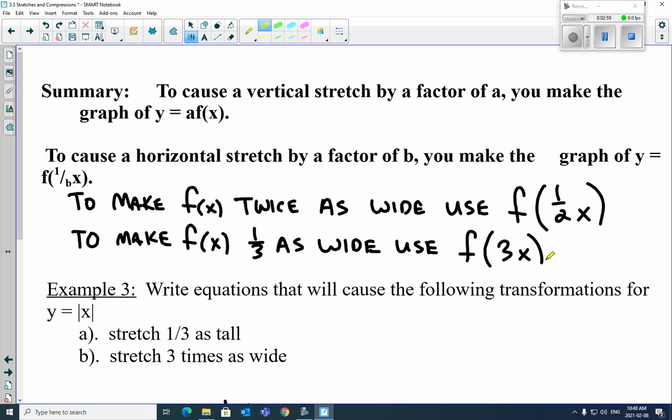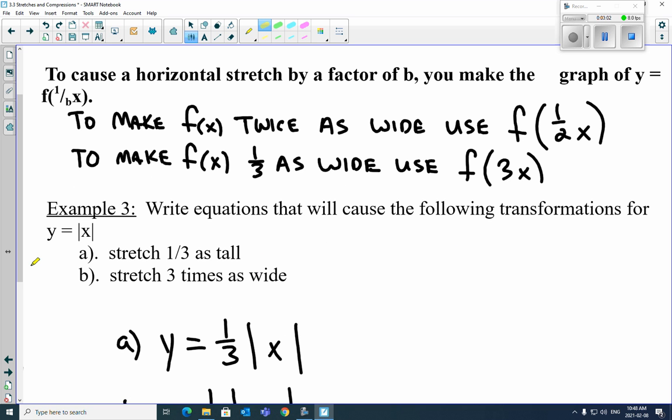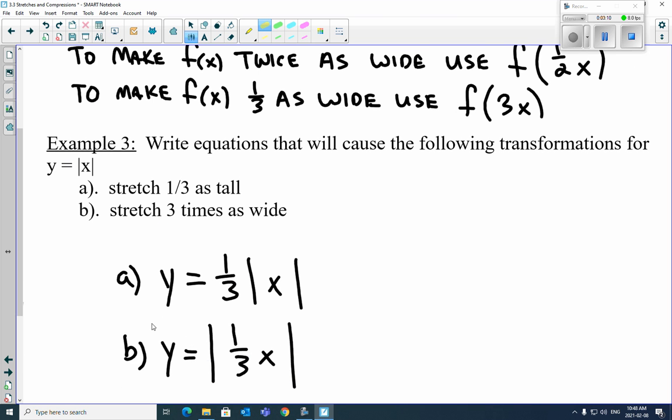Okay? So here we got an equation. Y equals absolute value of x. Stretch it 1/3 as tall. So that's easy. You just put a third out the front there because it's affecting the y, and it goes like that. Now, stretch it 3 times as wide. So you would think, oh, I put a 3 in there. No, it's counterintuitive. It's backwards, right?